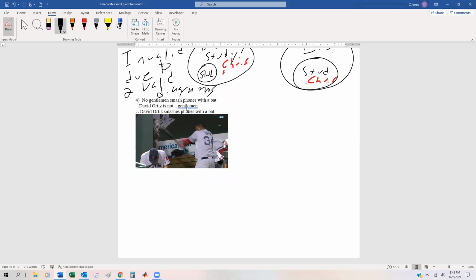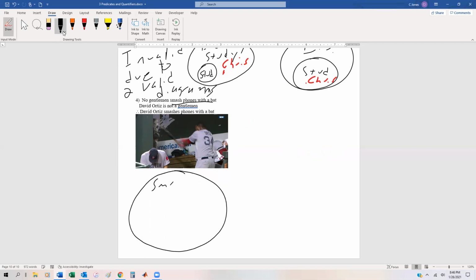David Ortiz is not a gentleman, therefore David Ortiz smashes phones with a bat. And down here you can see David Ortiz is smashing a phone with a bat. So is this valid? Well, we don't know, but is it a valid argument form? Let's figure that out. So we have our major premise, which is people that smash phones with a bat. I don't know too many of those. I do know David Ortiz is one of those people.